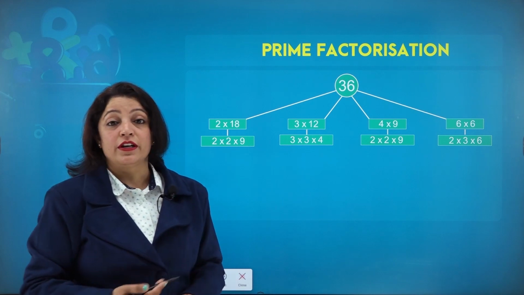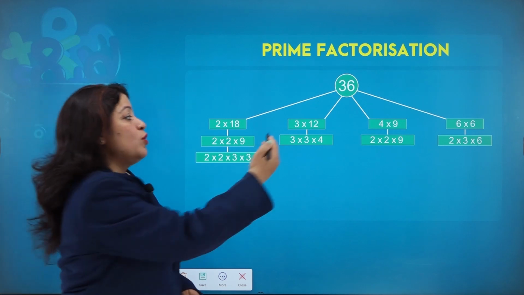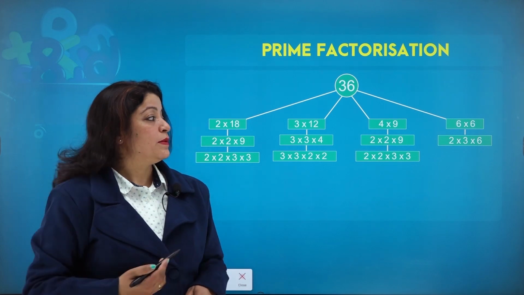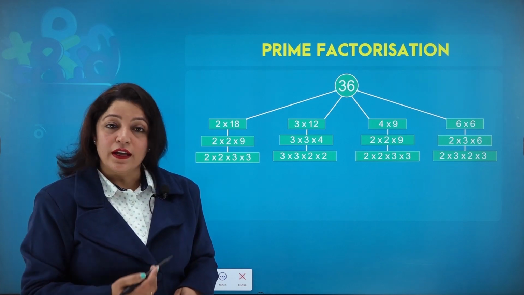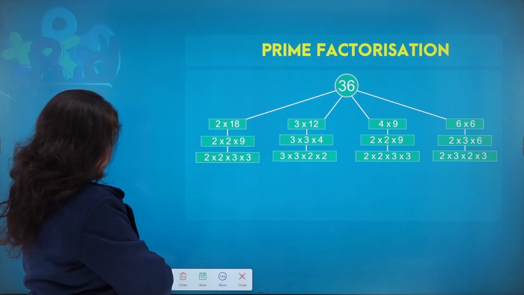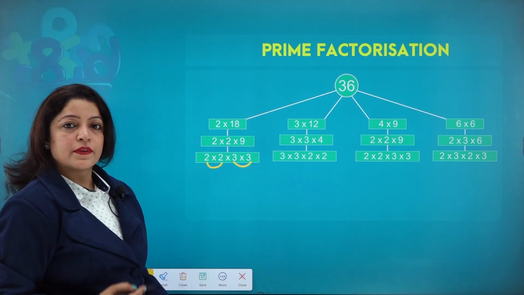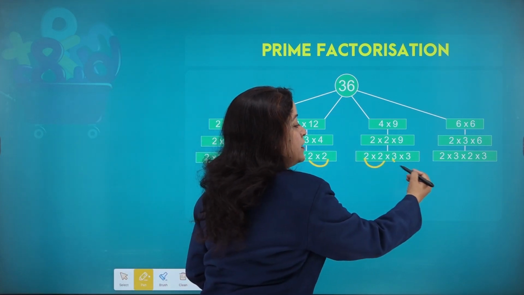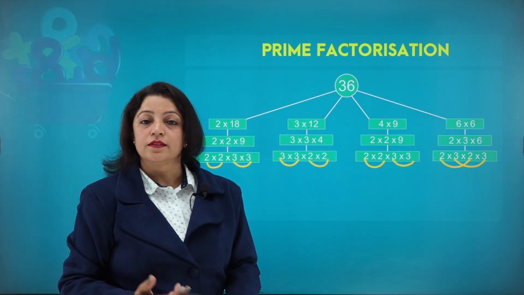Further, we can find the factors of these numbers, like 9 can be split as 3 times 3. 4 can be split as again 2 times 2. Again 9 can be split as 3 times 3 and 6 can be split as 2 times 3. Now, in the final result, do we have all the factors as prime numbers? You can see here that we have two 2's, two 3's. Similarly here also two 3's and two 2's. Again two 2's and two 3's are here. Here also we have a pair of 2's and 3's.